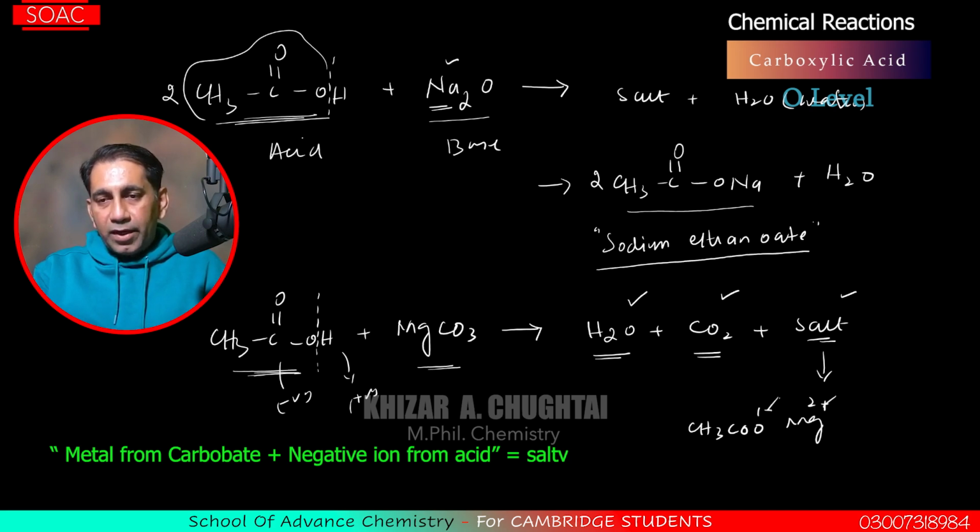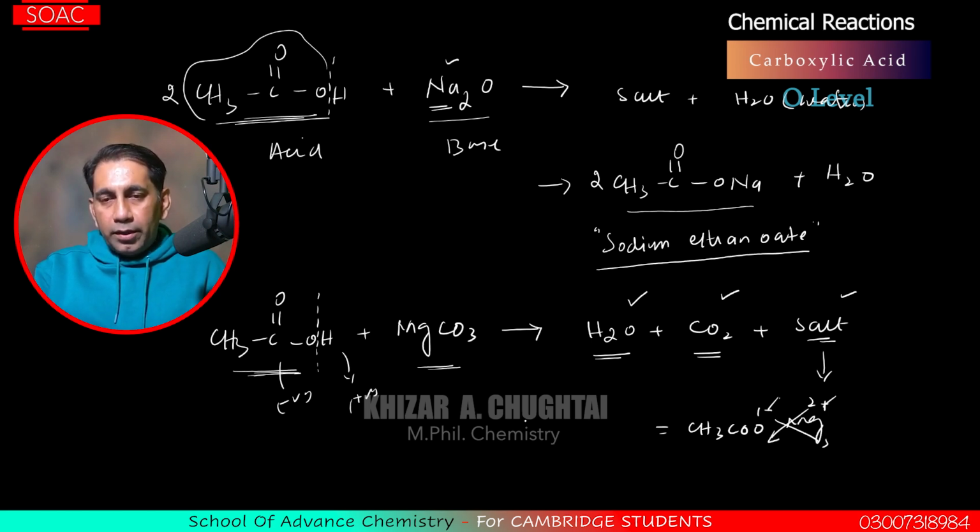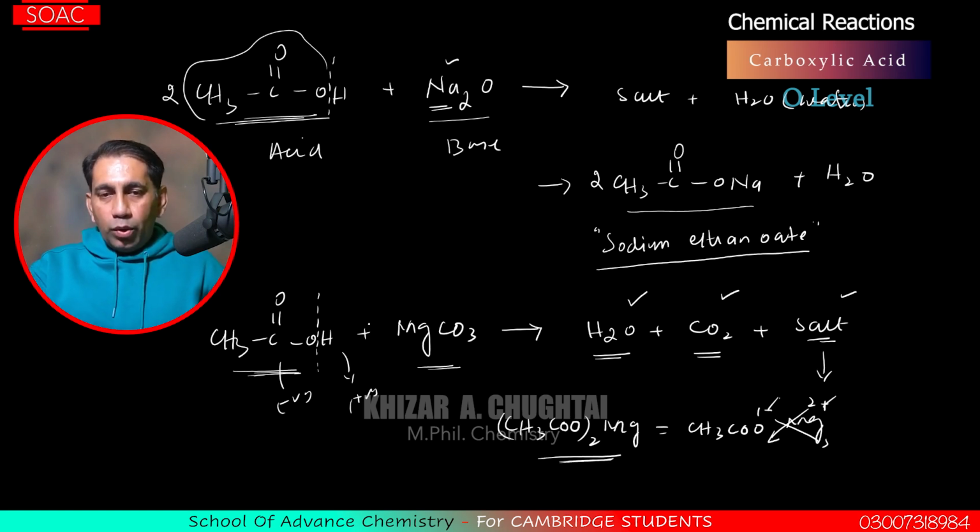A positive and negative will be cancelled out. 2 over here, 1 over here. Again, its formula will be CH3COO twice Mg, magnesium ethanoate. Now hydrogen from here basically, and I'm going to balance it by adding 2 over here.